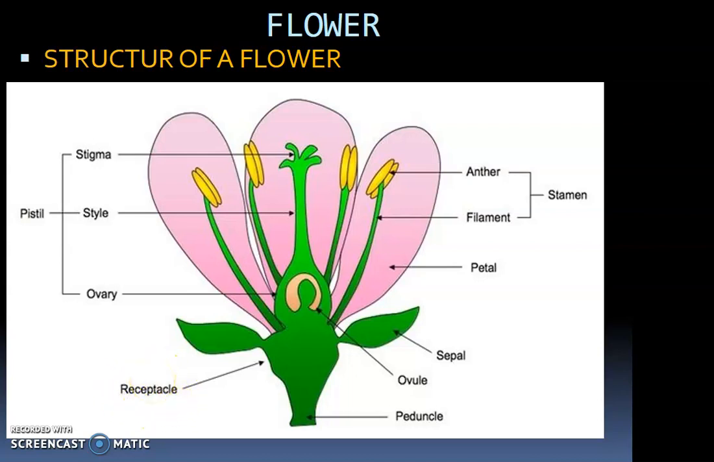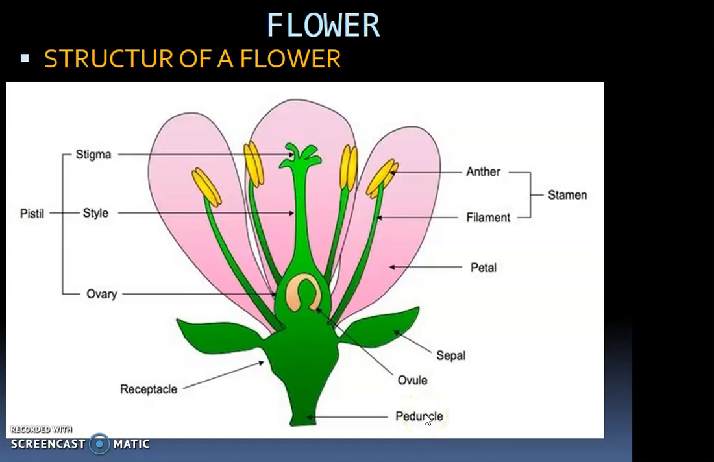So this basically makes the parts of the flower. So when you are asked, what are the main parts of the flower? It's very simple. We have the stamen, we have the petal, we have the sepal, we have the pistil, and then we have the peduncle, which we've said to be also called the stigma or the pedicel.